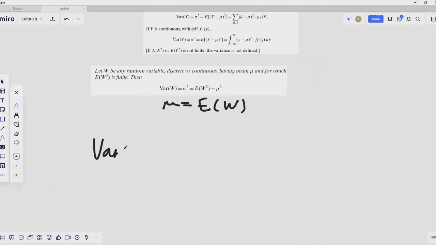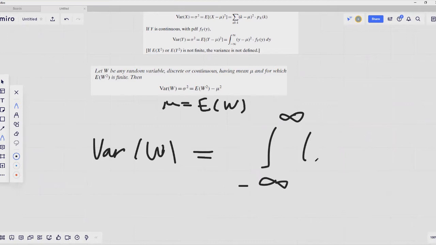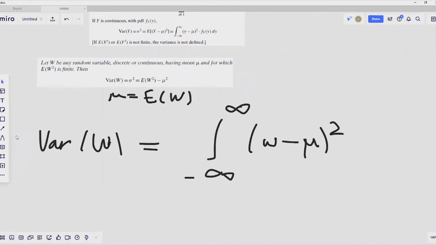Let's prove that for the continuous case, and the proof for the discrete case is relatively straightforward. So the variance of random variable omega is defined as an integral from minus infinity to plus infinity of (small omega minus mu) squared multiplied by the PDF of omega.